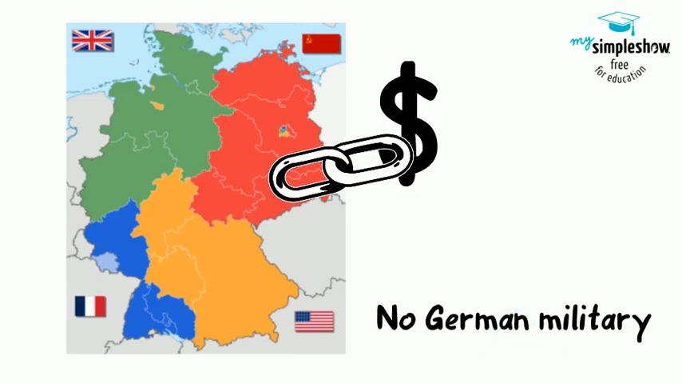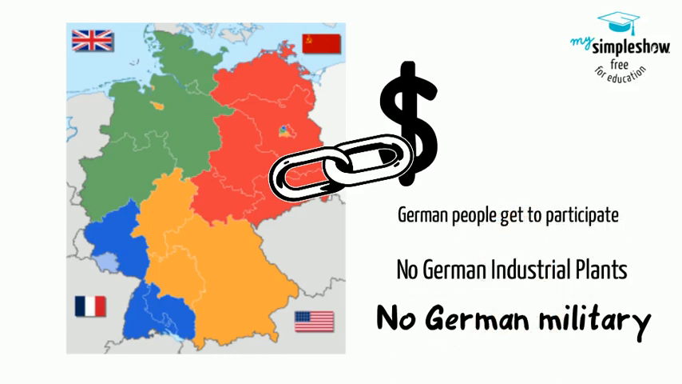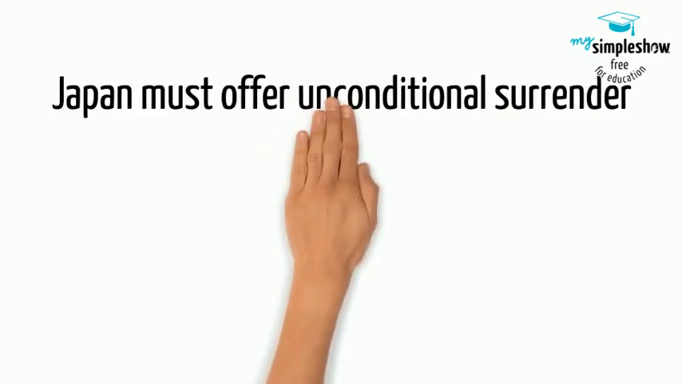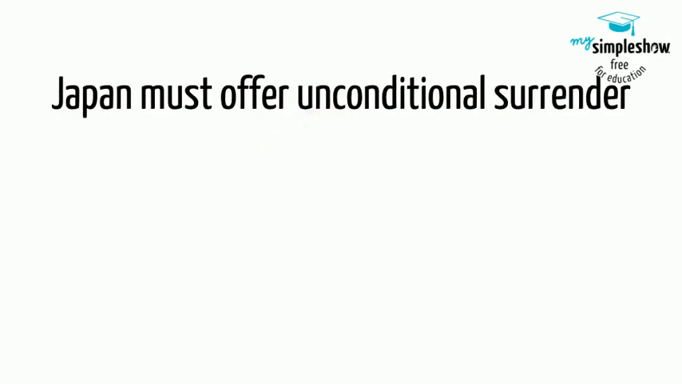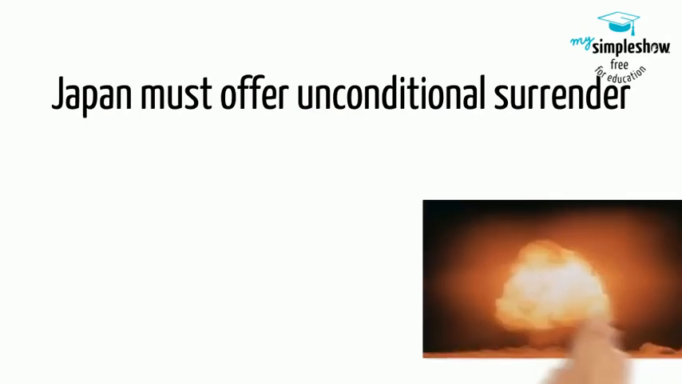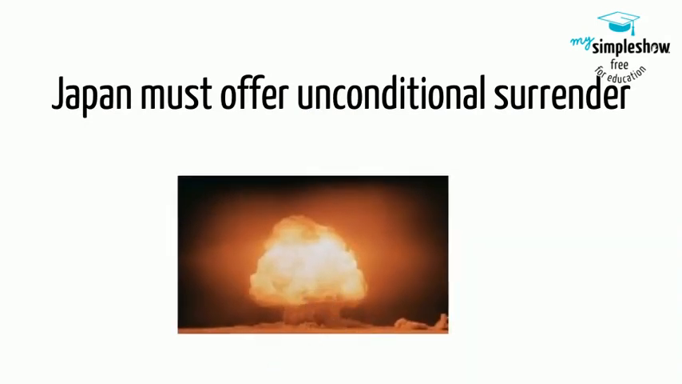Germany would have their military stripped and dismantled, as well as their military industrial plants, but regular industrial plants would stand. The German people were to be allowed participation in whatever new government was formed, and Nazi leadership would be tried as war criminals. And Japan was put on notice in the Potsdam Declaration written by China, Great Britain, and the United States that they must surrender or face a new terrible weapon.